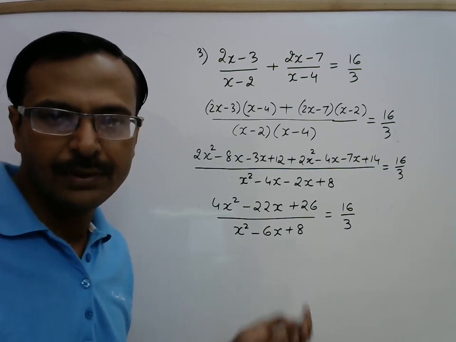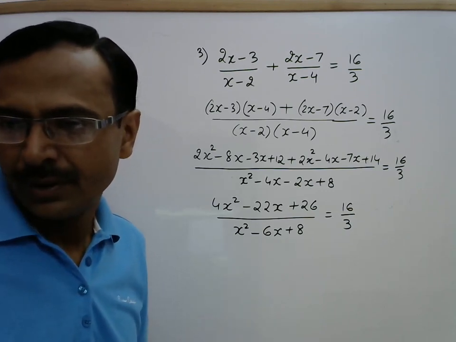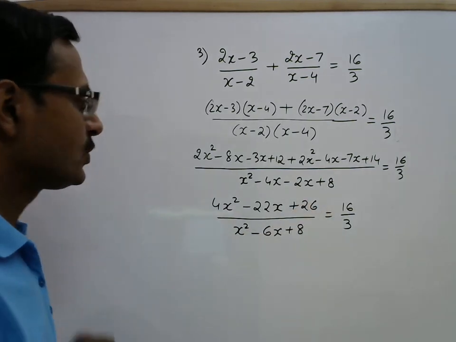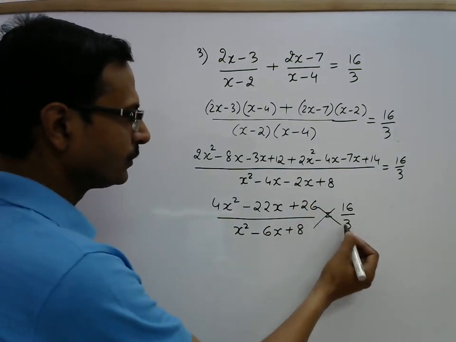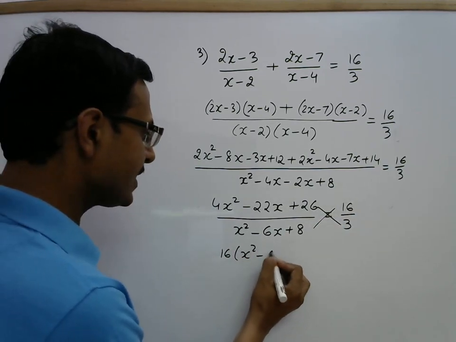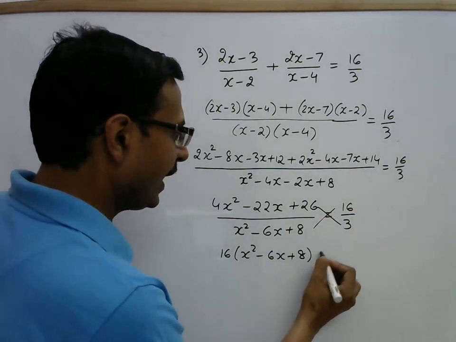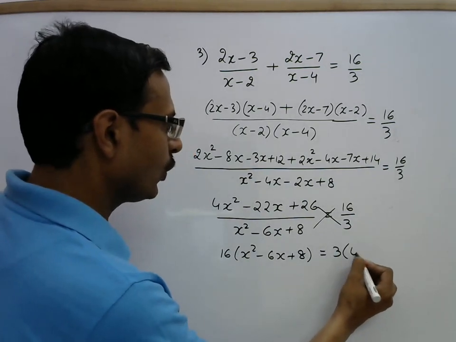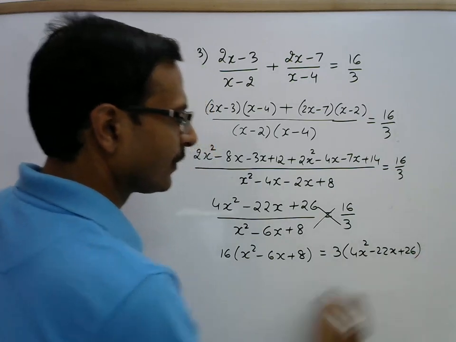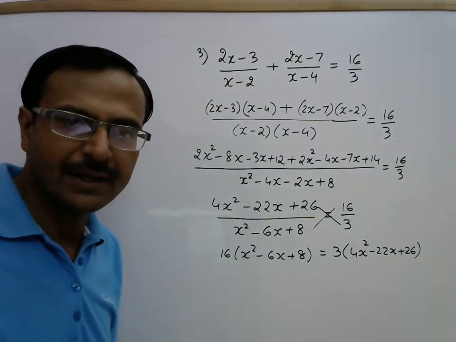After this step, the next step is to cross multiply. So if we cross multiply now, you will get 16 into x square minus 6x plus 8, and 3 into 4x square minus 22x plus 26. So remove the brackets again.